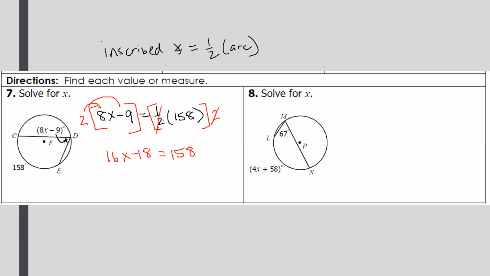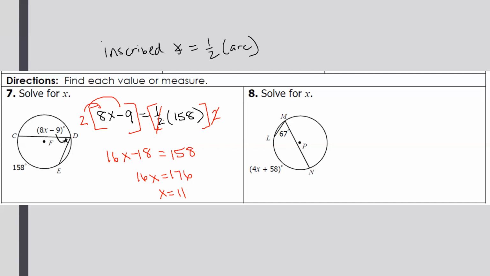And now I can add 18 to both sides. Get 16x equals 176 and divide both sides by 16. So x equals 11. If you solved this differently algebraically and you still got x equals 11, that's perfectly acceptable.